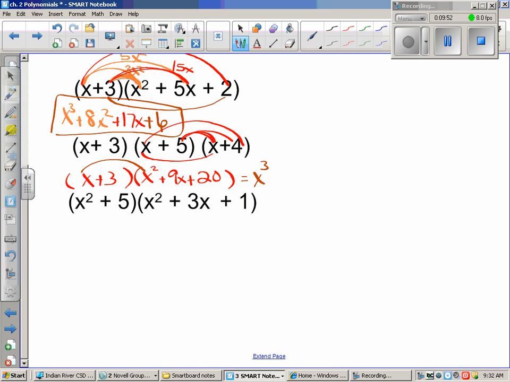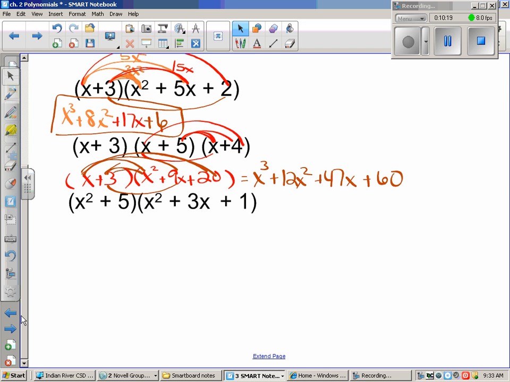And maybe at this point you should go ahead and try and do this yourself, because it really would help you to actually look to see, hey, can I do this? And then come back to the video and see how I'm doing it. So I just did the x times the 9x and the 3 times the 3x squared. That gave me the 12x squared. x times the 20 gives me 20x. Move in, I get 27x. Together makes 47x. And then 3 times the 20 gives me 60. And that was that polynomial.